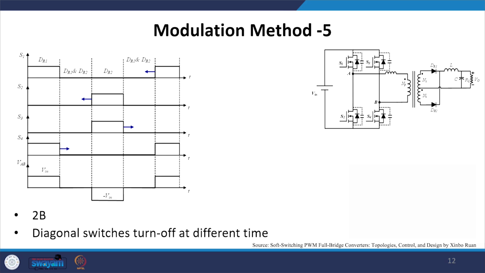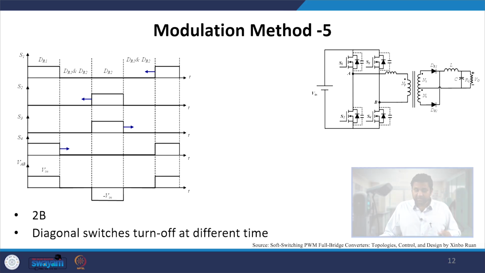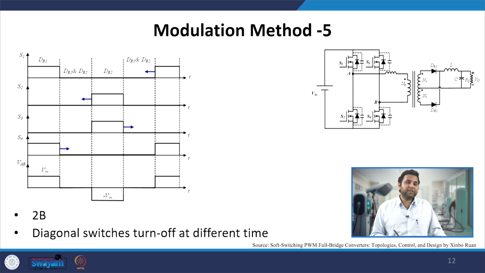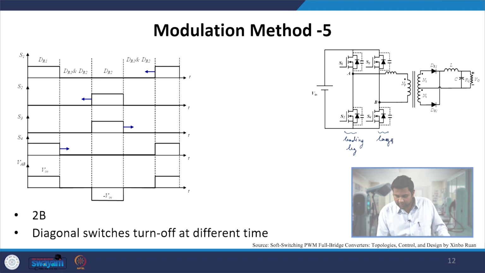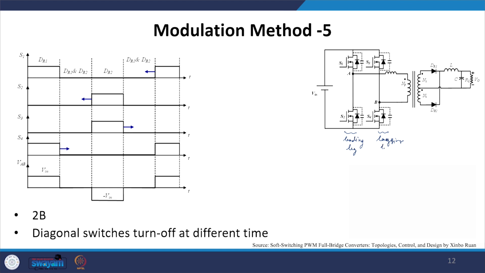Then comes modulation method 5. In this modulation method 5, we are now adjusting both the leading leg as well as the lagging leg. So this is our leading leg, which comprises switches S1 and S2, and we have the lagging leg, which comprises switches S3 and S4.